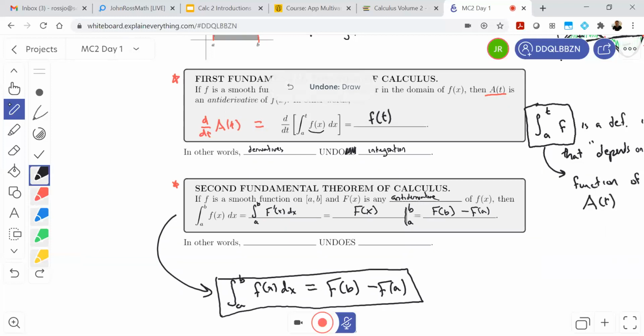So in other words, integrals undo differentiation. And so though we haven't explicitly calculated any definite or indefinite integrals yet this semester, we can see based on the fundamental theorem that they are intimately connected to these derivatives.